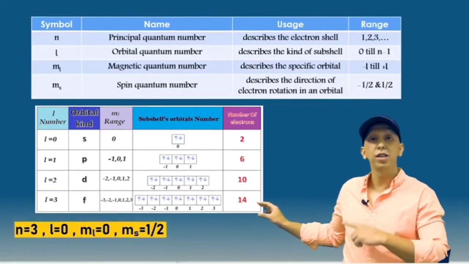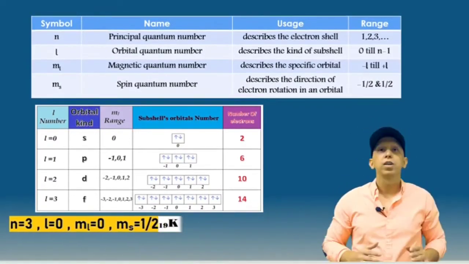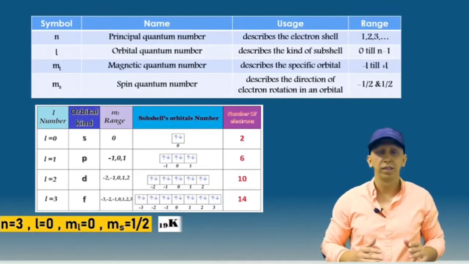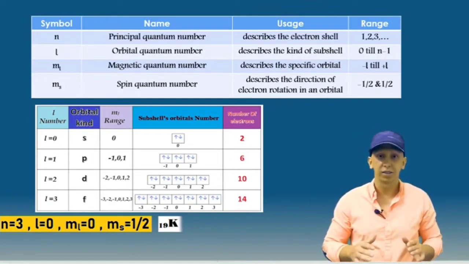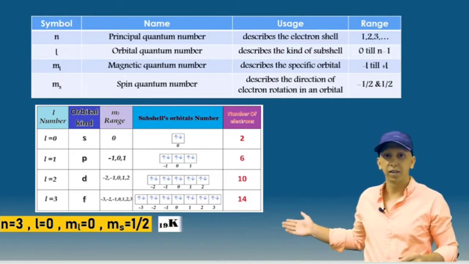The electron with this 4 in potassium. Potassium atomic number is 19. So in the neutral atom, it has 19 electrons. So we write its electron configuration.